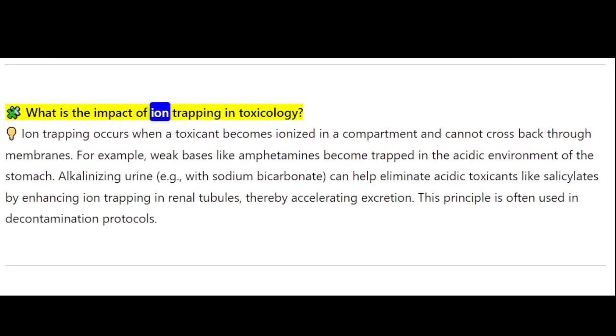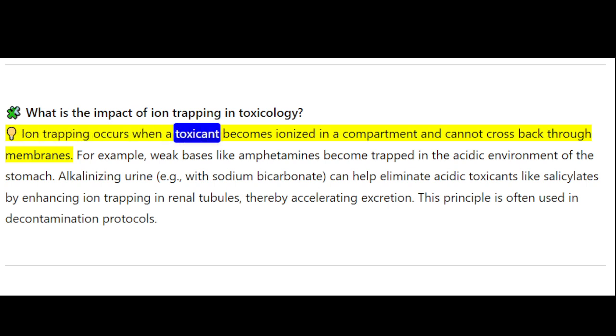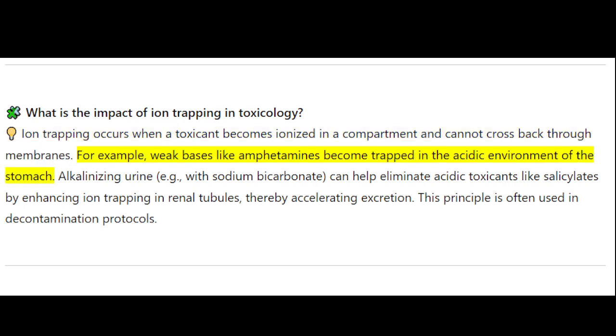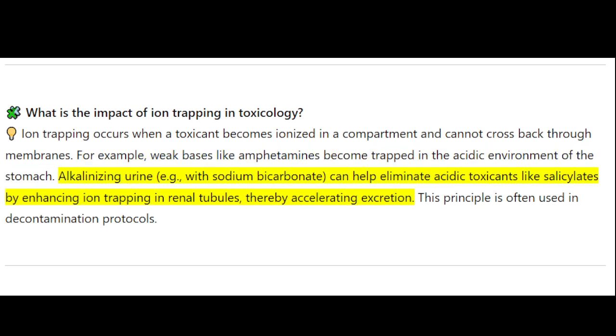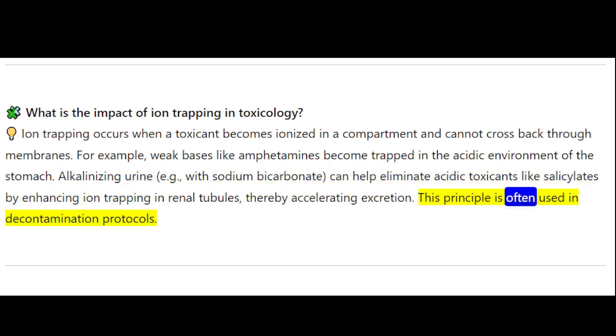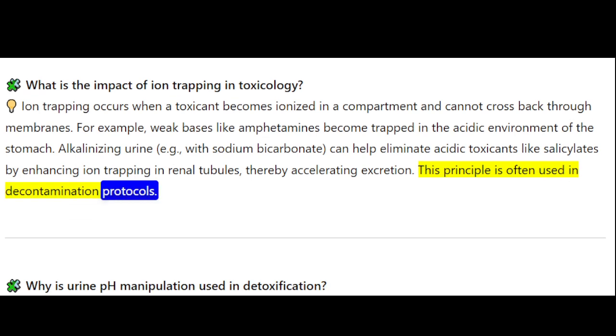What is the impact of ion trapping in toxicology? Ion trapping occurs when a toxicant becomes ionized in a compartment and cannot cross back through membranes. For example, weak bases like amphetamines become trapped in the acidic environment of the stomach. Alkalinizing urine, for example, with sodium bicarbonate, can help eliminate acidic toxicants like salicylates by enhancing ion trapping in renal tubules, thereby accelerating excretion. This principle is often used in decontamination protocols.